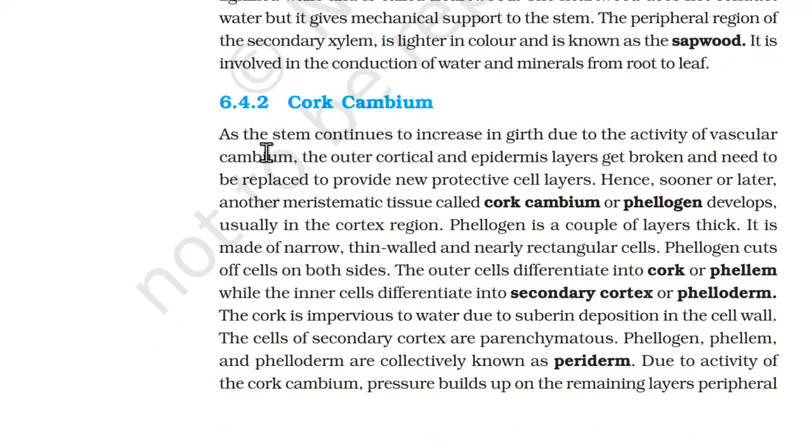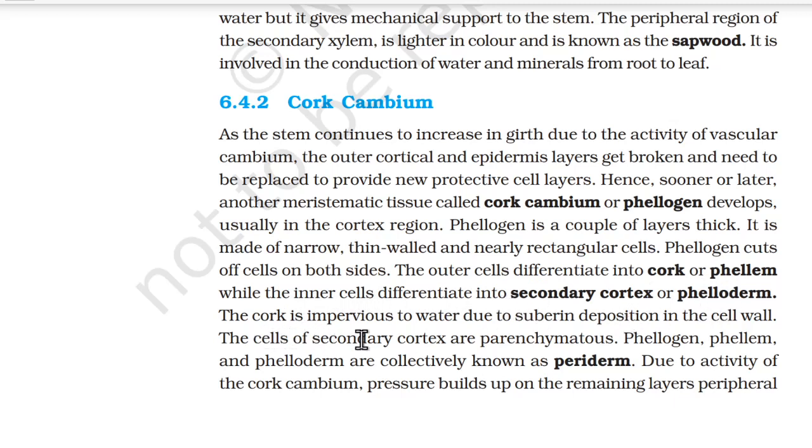6.4.2 Cork cambium. As the stem continues to increase in girth due to the activity of vascular cambium, the outer cortical and epidermis layers get broken and need to be replaced to provide a new protective cell layer. Hence, sooner or later, another meristematic tissue called cork cambium or phellogen develops, usually in the cortex region. Phellogen is a couple of layers thick. It is made up of narrow, thin-walled and nearly rectangular cells. Phellogen cuts off cells on both sides. The outer cells differentiate into cork or phellem, while inner cells differentiate into secondary cortex or phelloderm.